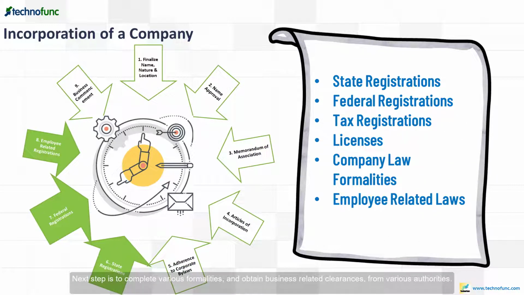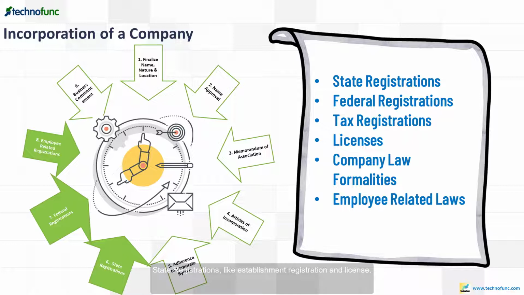The next step is to complete various formalities and obtain business-related clearances from various authorities. State registrations, like establishment registration and license. Federal registrations, like customs or import-export registrations. Tax registrations for both state and federal. Licenses specifically applicable to the business, like banking or hospital, etc. Company law formalities, filing any information required under the applicable corporation-related act. Compliance with all employee-related laws. Once all registrations are in place, the company is ready to commence its business officially.